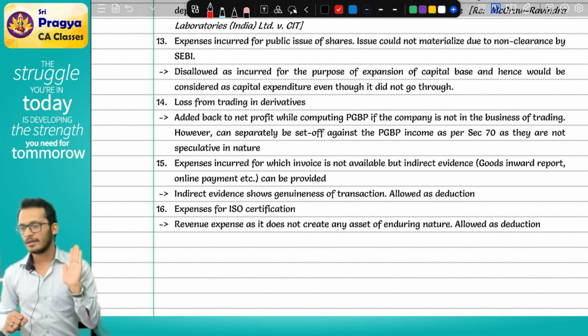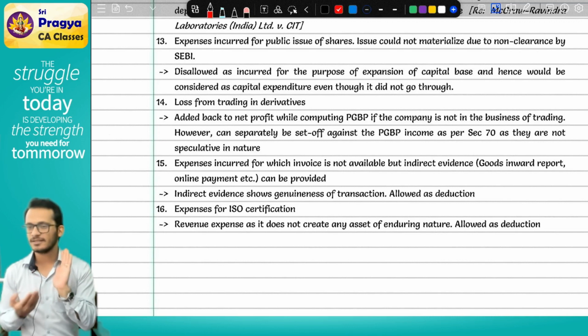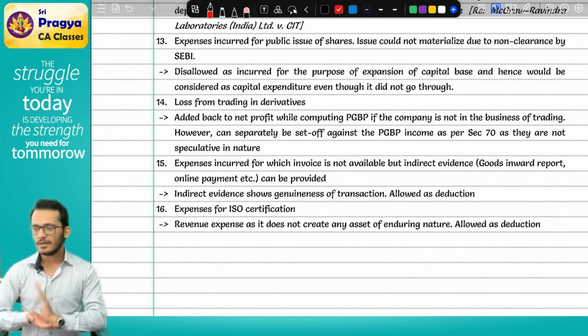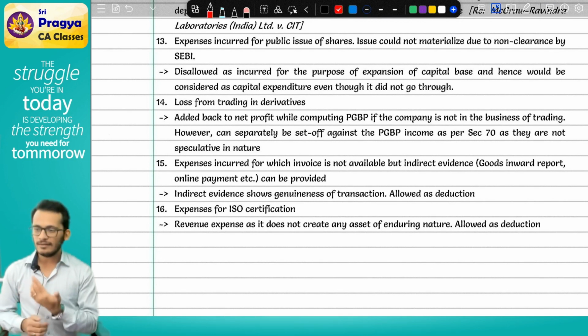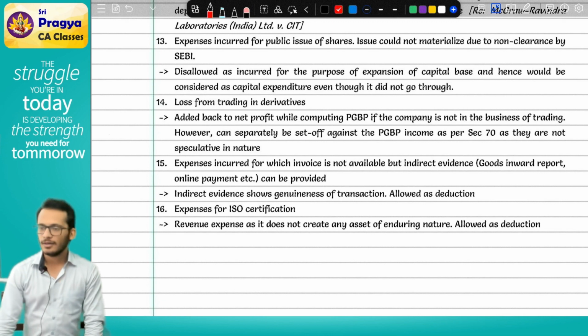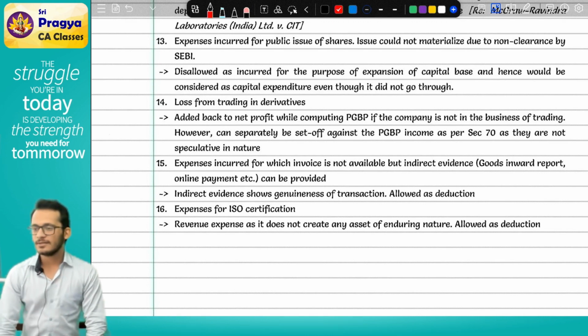Are you creating an asset? Not creating an asset. You are just using a certification. Does it add value to your asset? No. Should you capitalize? No. It is already there in P&L. What should you do? Leave it there. Yes or no? Yes.